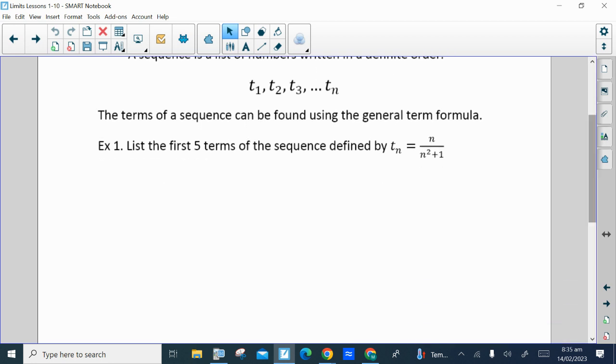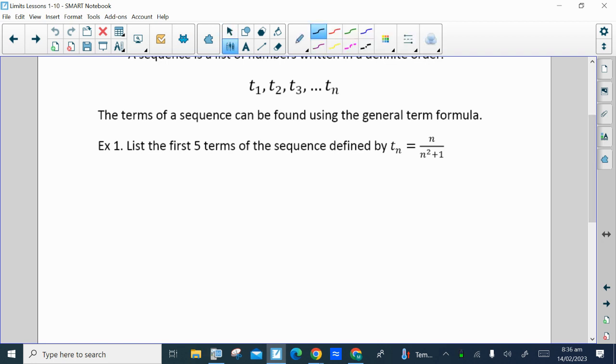Brings me back. Yes, if you want to find the first 5 terms of the sequence defined by T sub n equals n over n squared plus 1, so if you want to find T sub 1 or term 1, you're going to let n equal 1 in this expression. So it'll be 1/2. Term 2, T sub 2 will be when n is 2. So that'll be 2/5.